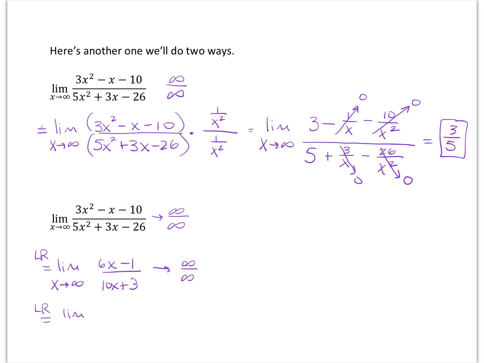So I'm going to take the limit as x goes to infinity. The derivative of 6x minus 1 is 6. The derivative of 10x plus 3 is 10. And the limit as x goes to infinity of 6/10 is 6/10 or 3/5. Same thing I got with the fancy algebra.